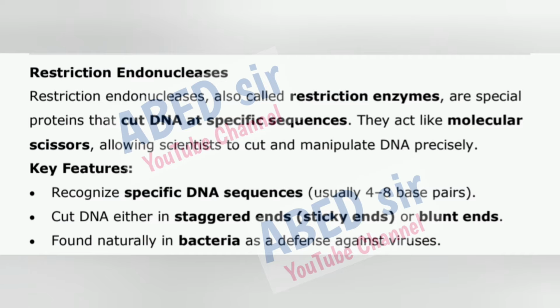Next important short question is 4, restriction endonucleases. Restriction endonucleases, also called restriction enzymes, are special proteins that cut DNA at specific sequences. They act like molecular scissors, allowing scientists to cut and manipulate DNA precisely. Key features: recognize specific DNA sequences, usually 4 to 8 base pairs. Cut DNA either in staggered ends, sticky ends, or blunt ends. Found naturally in bacteria as a defense against viruses.